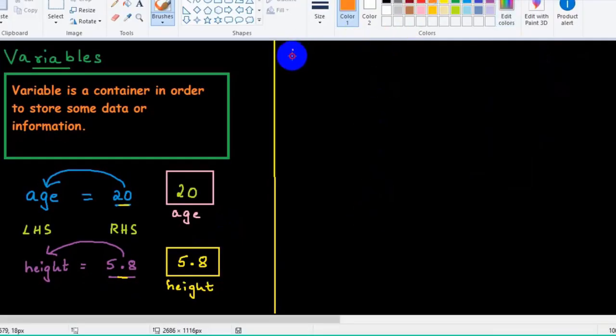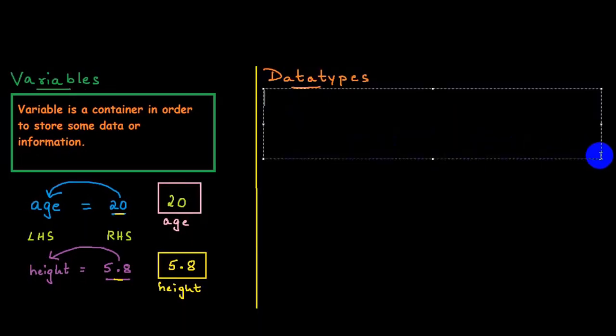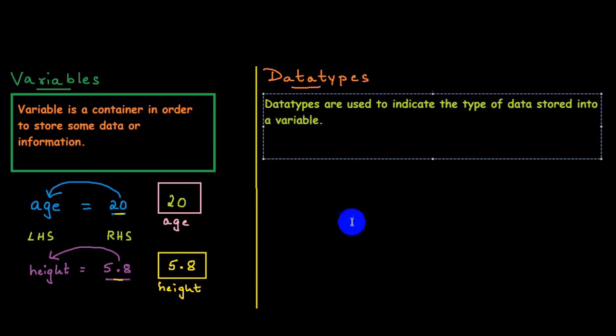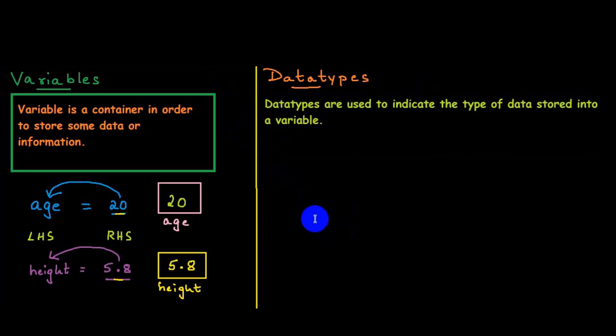So therefore, we have a concept called data types. What is the concept? We have a concept called data types. So what are data types over here? Let me show it to you. Data types are used to indicate the type of data stored into a variable. So this is the meaning of data types. If I'm trying to store a non-decimal numeric value, I need to explicitly tell what type of data. If I'm trying to store a decimal value, I need to explicitly tell what type of data. Until and unless I tell, the execution will never happen.